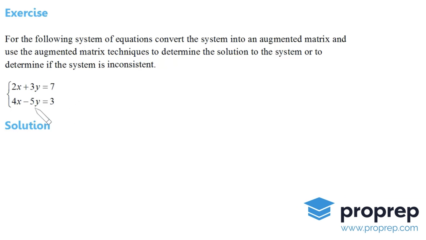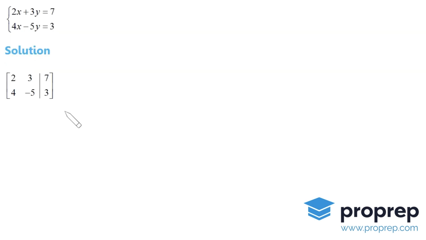So first thing to do is to convert it into an augmented matrix, which is just taking the numbers from the original equation and putting them in this format. And then we start doing row operations.